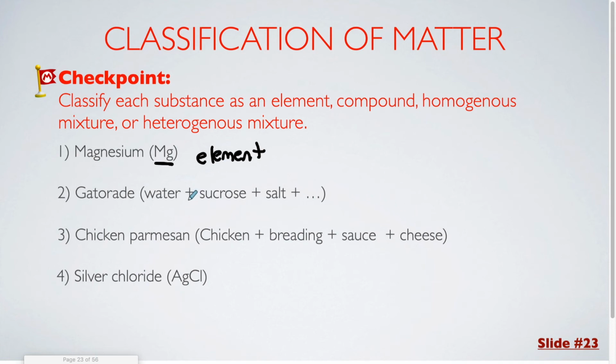The fact that we have these plus signs in the middle means that it can't be an element or a compound. So it must be one of my two mixtures. If you visualize Gatorade, you have all of these substances which are dissolved within the water. When you're drinking Gatorade, there aren't things floating or settling down to the bottom. So this would be an example of a homogeneous mixture.